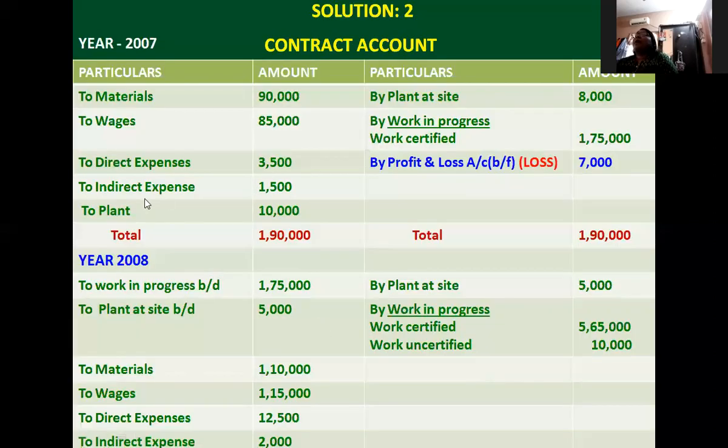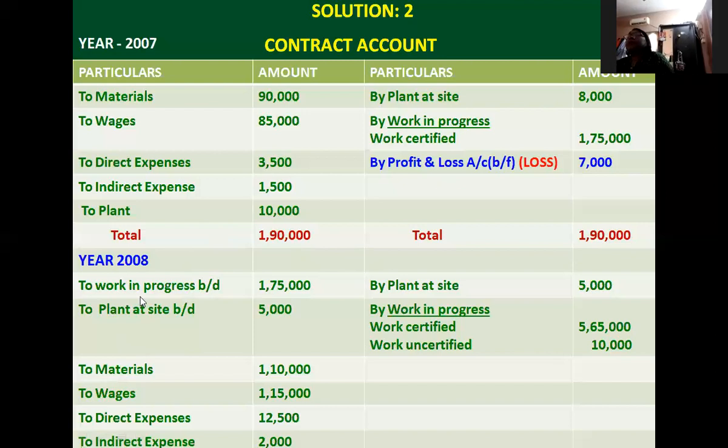When I compare the debit total with the credit total, I get a balancing figure on the credit side. That means it was a loss. So during the year 2007, when I carried out this contract, I incurred a loss of rupees 7,000. So it was a loss, and therefore the entire loss has to be transferred to the P&L account only. The total for this year, 2007, contract account was 1,90,000. And I will move on to the next year, 2008.